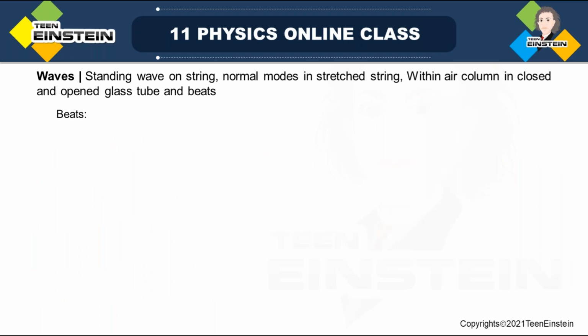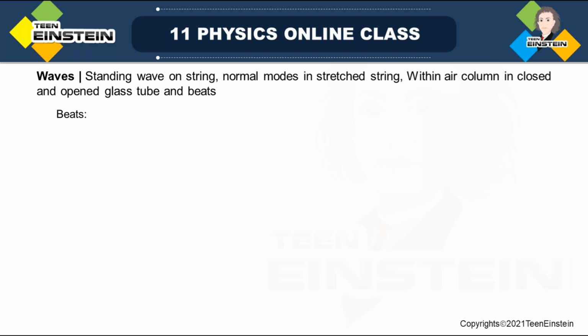See, when two sounds of slightly different frequencies travel along the same path and in the same direction in a medium, if they superpose, then upon superposition the intensity of the resultant sound at any point in the medium rises or falls alternately with time.